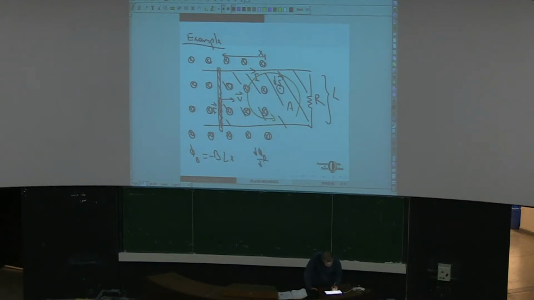d phi B by dt: well, B is constant, let's say for the time being. Let's just study the case where B is constant. This is B times L times minus dx by dt. Now, for the shown configuration, is this positive or negative? We have this rod over here moving in this direction with a velocity v. Is this positive or negative?